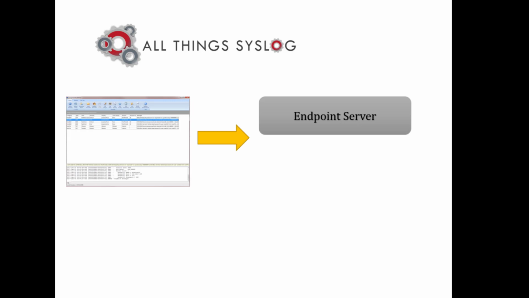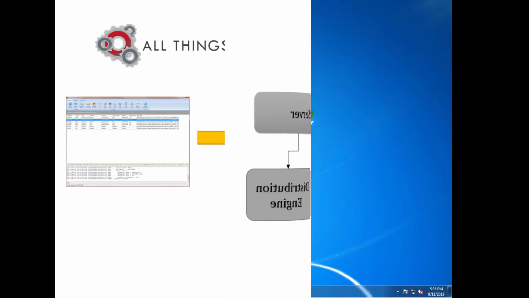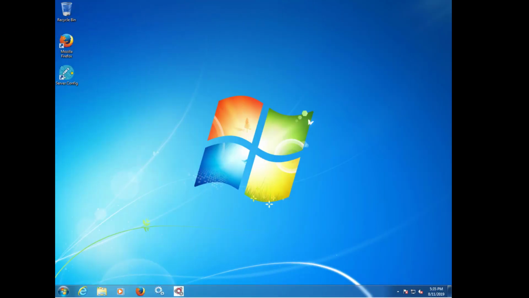The endpoint server sends the messages to the syslog servers that have been defined by the user in its configuration. It consists of two parts. The first part is the REST endpoint server through which it interacts with client applications. The second part is the distribution engine, which forwards the syslog messages received from the clients to their respective syslog receivers. Now we will see how to configure both the client application and endpoint server.